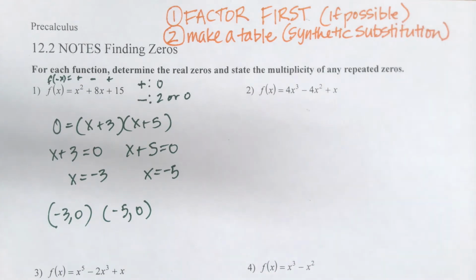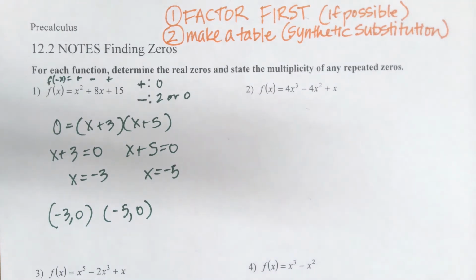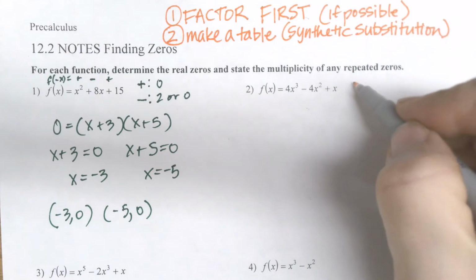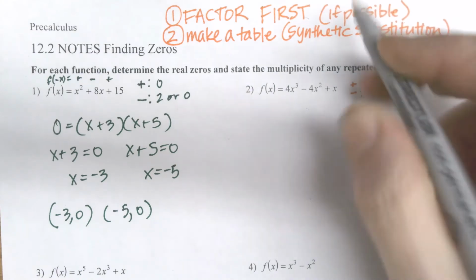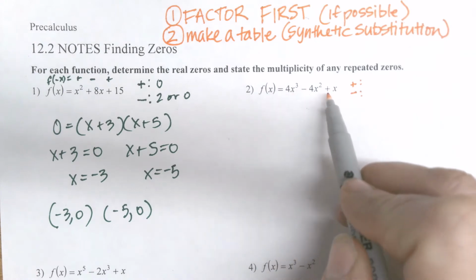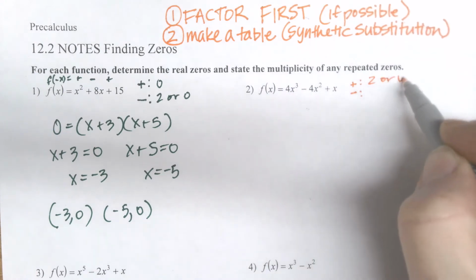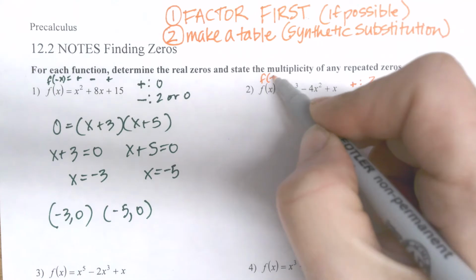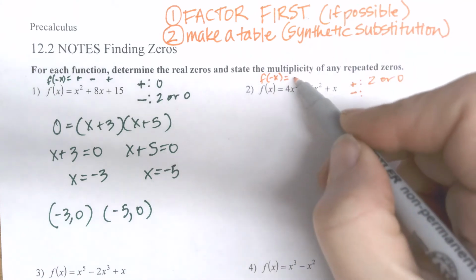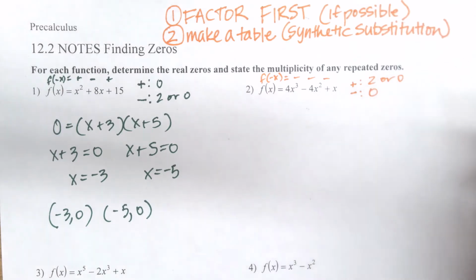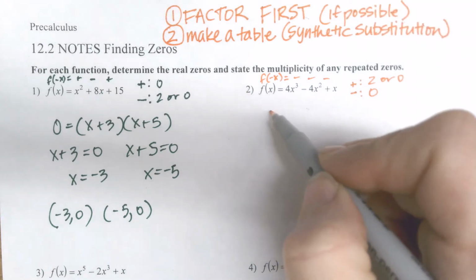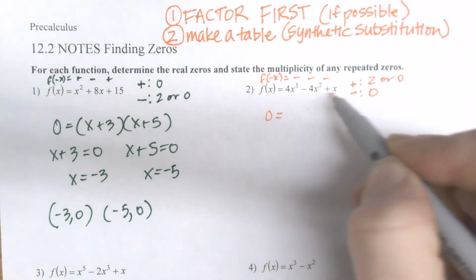So I'm going to go through that same sort of process with my next one. Again, it gives me an idea of how many positive zeros and how many negative zeros. So for positive, I'll count my sign changes: 1, 2, so 2 or 0. And then right above that, I'll do f of negative x. First one's going to be negative, stay negative, become negative. So now there are 0 negative zeros. So I will set this equal to 0 and factor if I can.